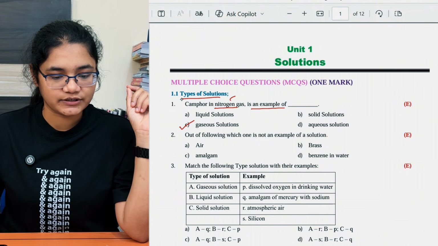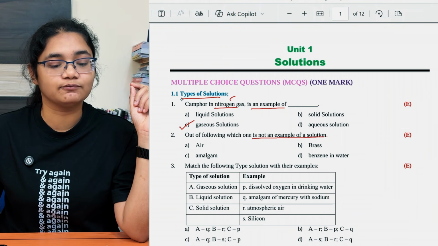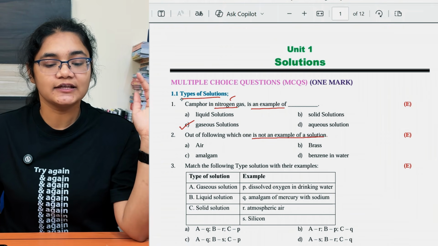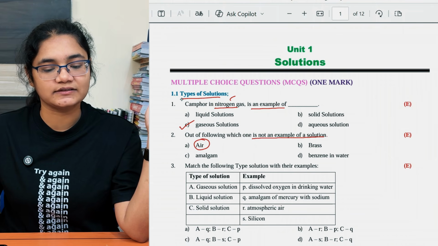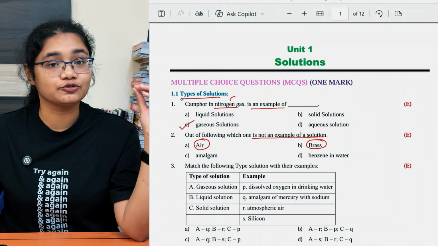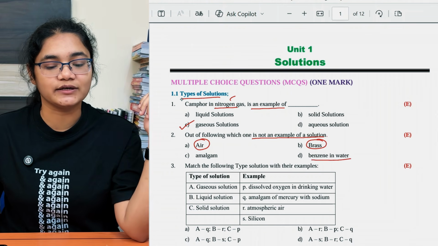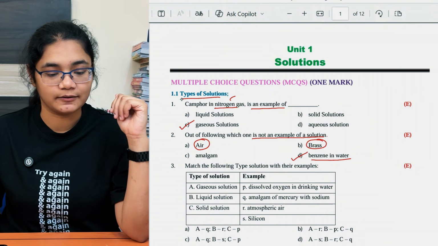Now moving to the next question: out of the following, which one is not an example of solution? Now let me tell you, these both are from previous year questions. So if you see, air is a mixture of gases, brass is also an alloy, so it is a mixture of solids. Amalgam is also a mixture of solids, but benzene in water, this is an immiscible liquid, so it is not a solution. Option number D here.